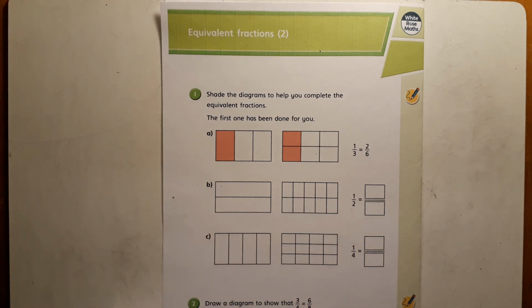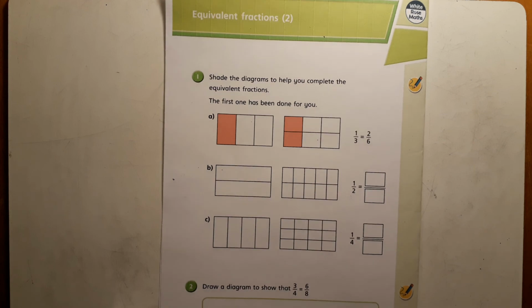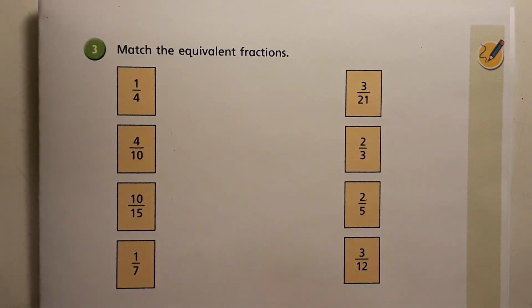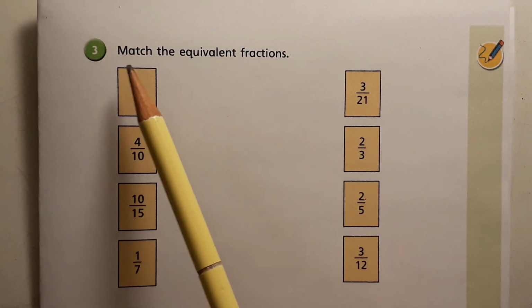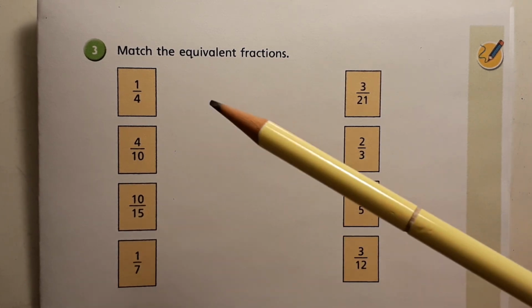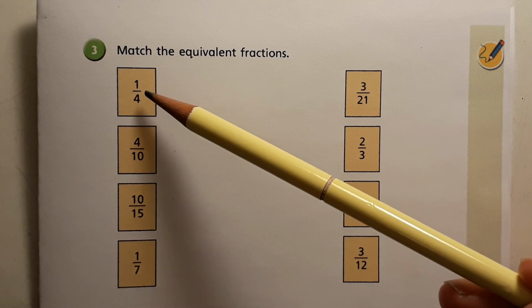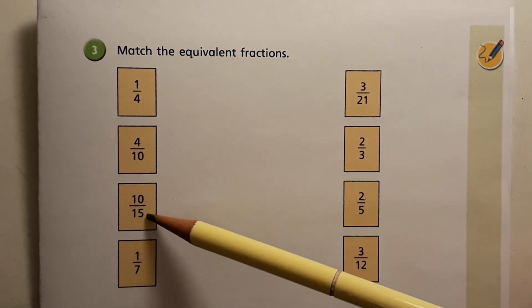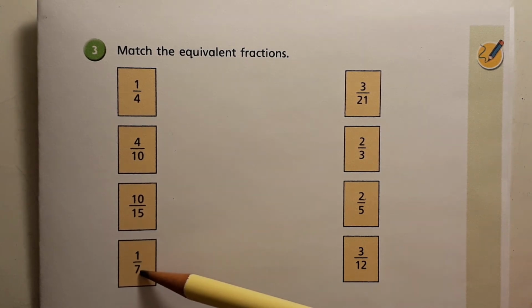So if we look at the worksheet today, I don't think you have any problem sorting out the diagrams for number 1 and 2. So let's have a look at number 3. It says match the equivalent fractions. So what you need to do is come down, have a look. I've got 1/4, 4/10, 10/15 and 1/7.